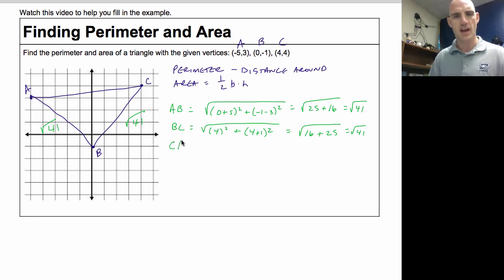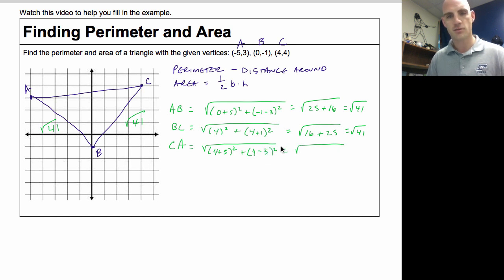Let's find the length of CA. And I said CA because I'm going this way, so CA, that's just me being mathy. So here we go, CA. So that's minus -5, so 4 plus 5 squared, plus 4 minus 3 squared, which is going to be the square root of 9 squared, which is 81, plus 1 squared, which is 1, is equal to the square root of 82.